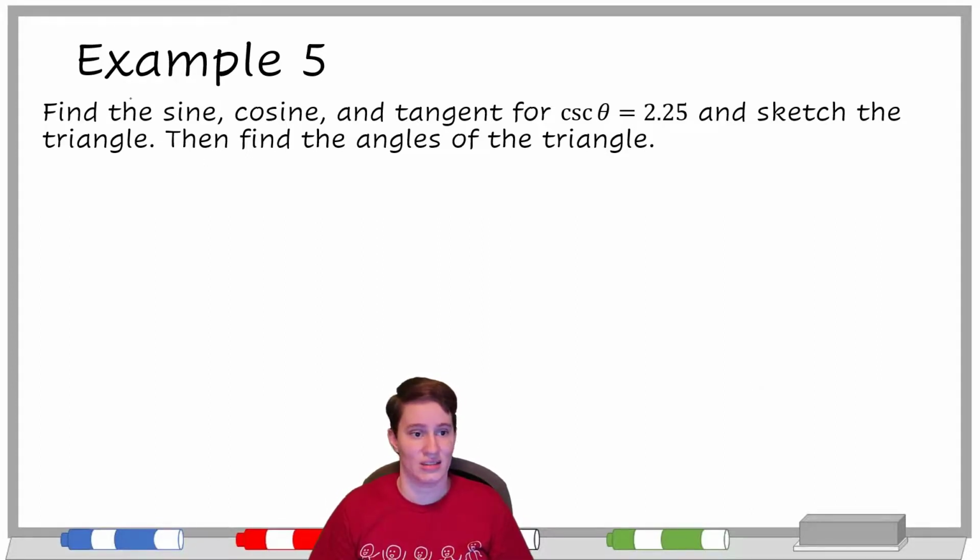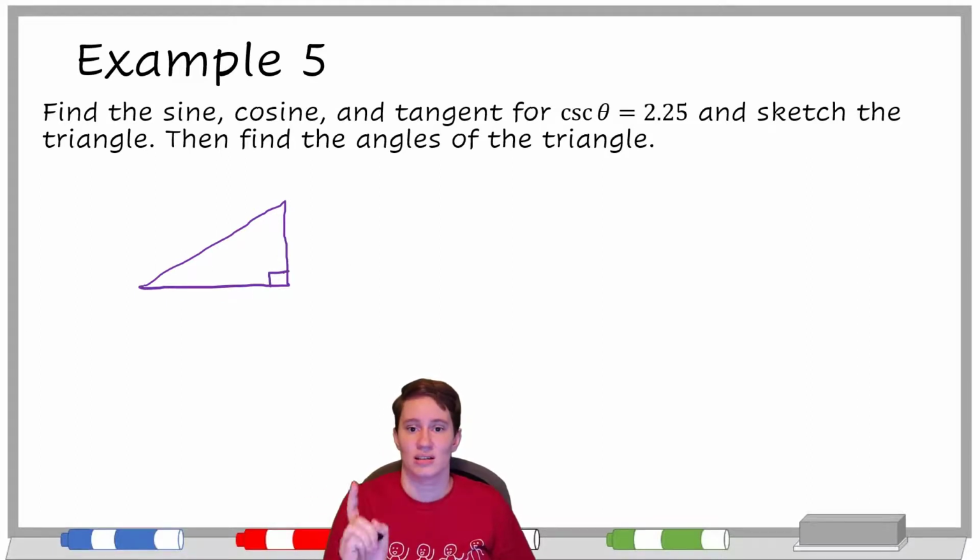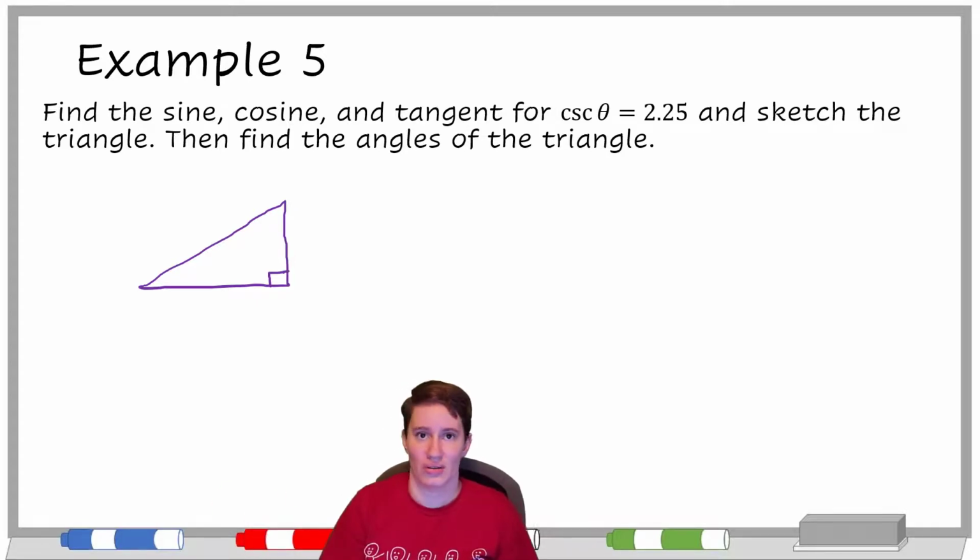It says find the sine, cosine, and tangent for cosecant theta equals 2.25 and sketch the triangle. Then find the angles of the triangle. Basically, it wants us to sketch a right triangle, right? Because we're using trig functions. And it wants us to use the idea that cosecant of theta is 2.25 and then use that to find sine, cosine, tangent of that angle, and then to also find the angles that we don't already know of the triangle.